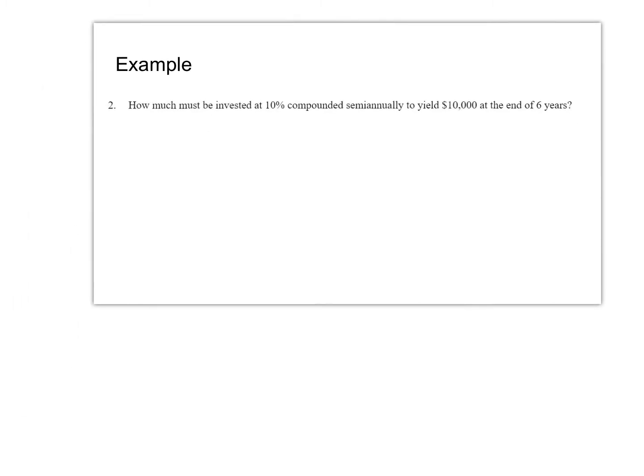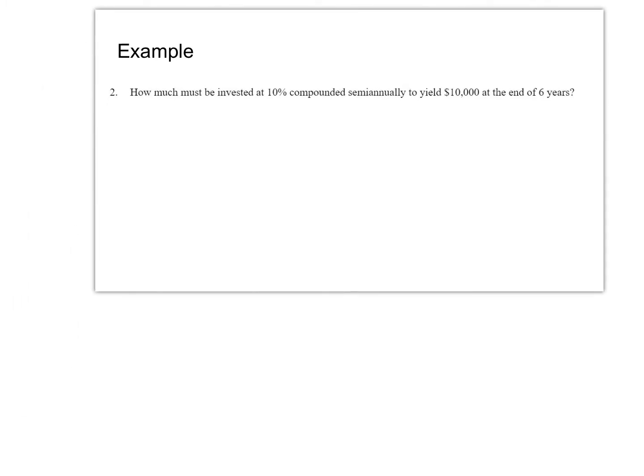All right, so I'm going to shrink this a little bit. Now again, first thing we're going to do, let's read our problem. We don't do anything else but read it. Okay, so how much must be invested at 10% compounded semi-annually to yield $10,000 after 6 years?